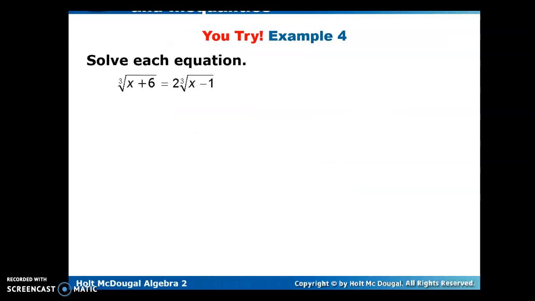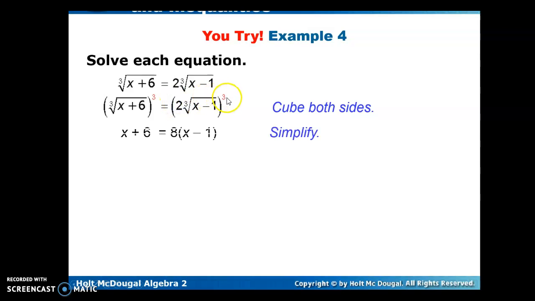Here we're going to cube both sides. Remember, the cube and the cube root are going to cancel each other out, but the 2, right here, it's going to be cubed and it's going to turn into 8. But this cube root and the cube are going to go away, and this cube root over here and the cube are going to go away.